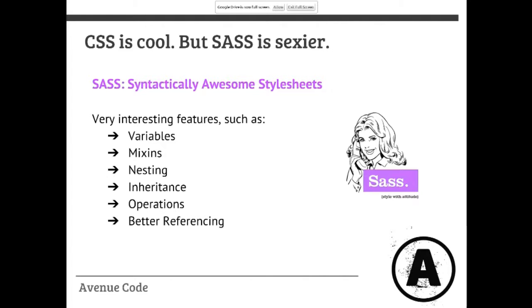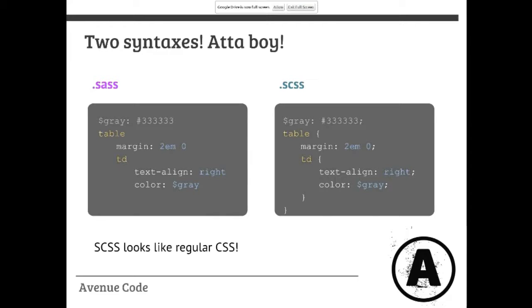So Sass tries to fix that and provide us with a bunch of other cool features. Sass stands for Syntactically Awesome Stylesheets. The cool features it provides are variables, mixins, nesting, inheritance, operations, and better referencing. Those are some of the features we're going to cover today. Actually, we're going to cover all of them, and Sass has other features we're not going to cover today, but anyway, it's still very cool.